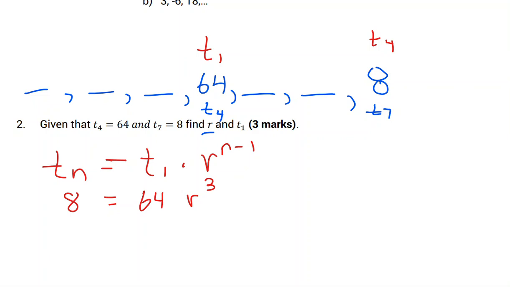So now that we have it set up like this, we can divide both sides by 64 and take the cube root of both sides and find out what the value of R is. Once you know R, you can find out what T1 is. So give that a try.